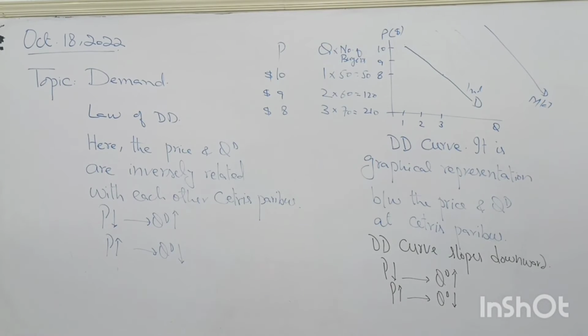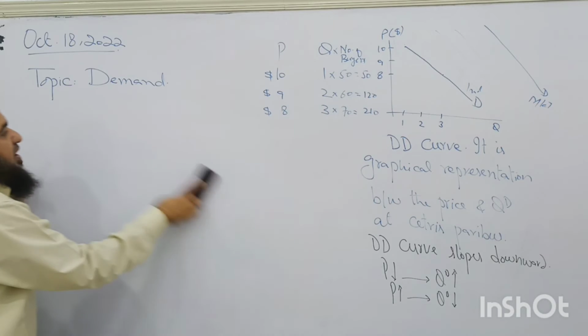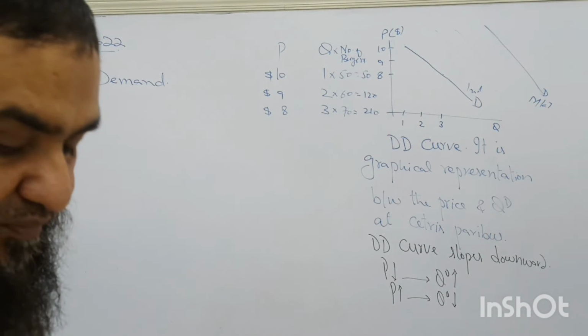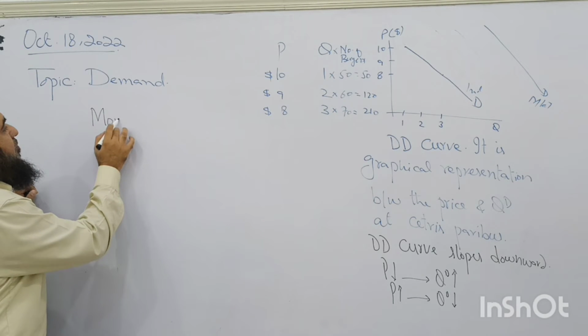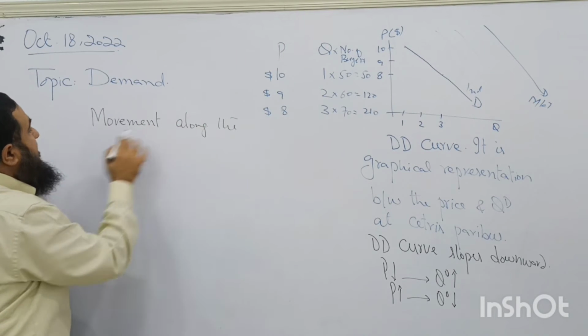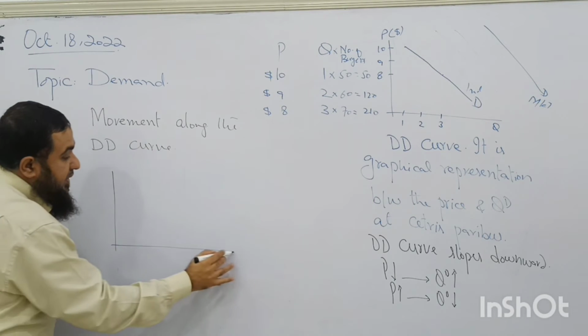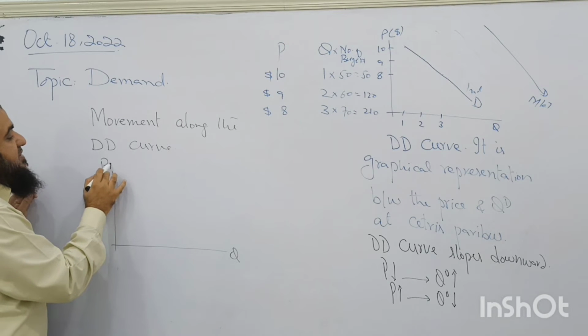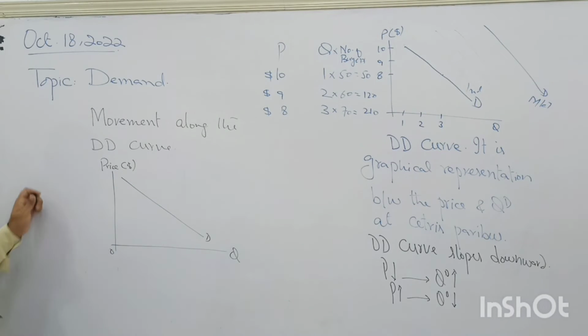Now, I want to tell you about the movement of the demand curve. Movement along the demand curve. Keep it in mind, this is the quantity demanded, this is price in terms of dollars, this is point zero, this is the demand curve. Look here, it is a linear demand curve. Linear means straight line demand.